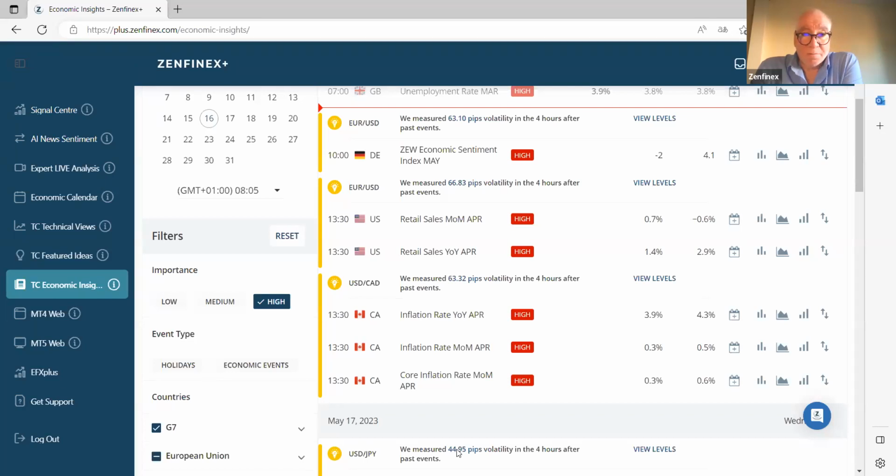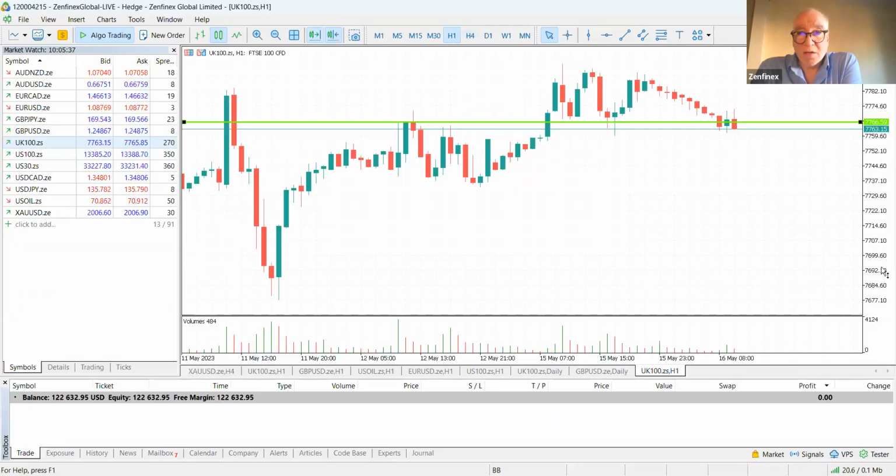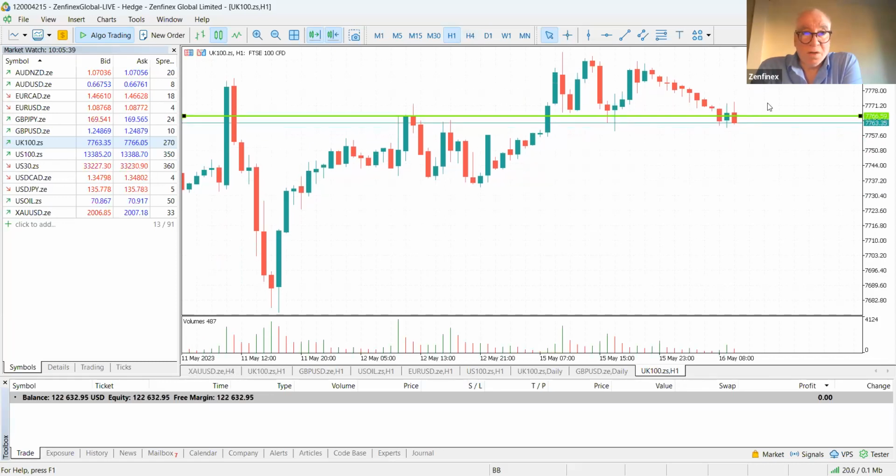So let's pull up the Zenfinex live chart. What I'm going to do is just have a quick glance at what's going on. So I'm going to look at the hourly bar just to see what's been happening since midnight. We can see here the FTSE 100, the UK shares, is starting to show weakness. It's been showing weakness for a little while.